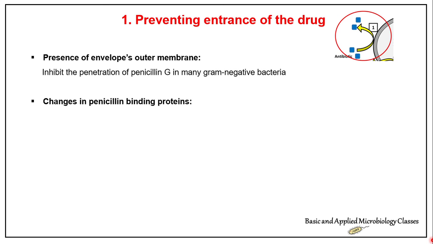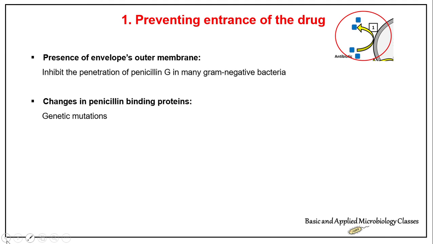Second point, changes in penicillin binding protein. Some bacteria make changes in penicillin binding proteins. In penicillin, we all are aware, if this antibiotic needs to act on the bacterial cell to make it inactive, it needs to bind on some specific proteins. And what bacteria generally do, some bacteria carry out genetic mutation in these proteins, and it will inhibit the binding of penicillin to such proteins.